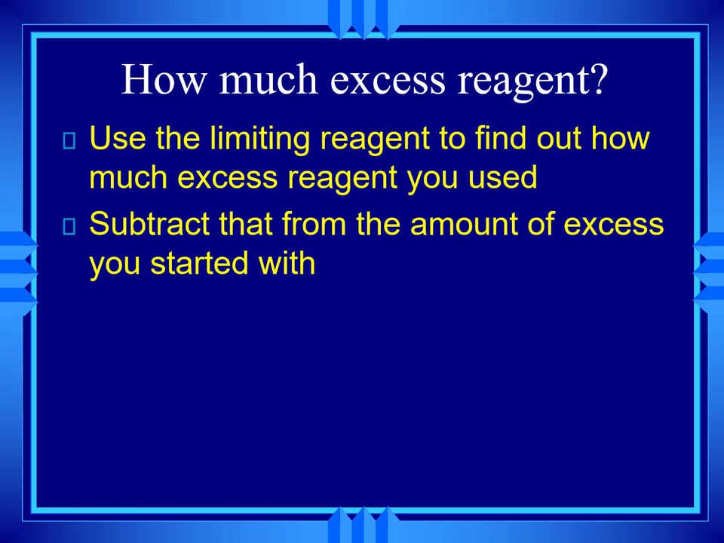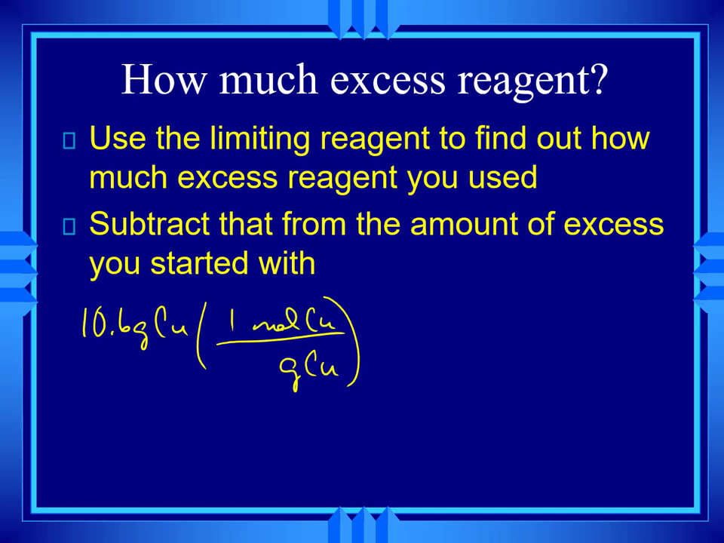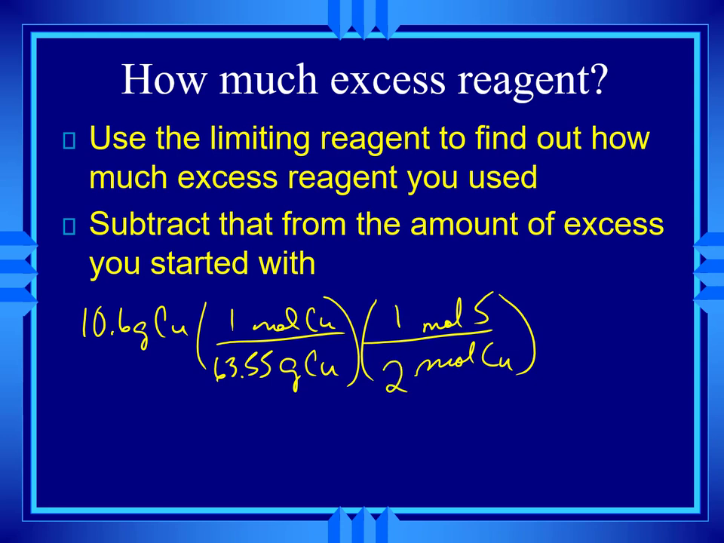So let's do that with the last problem. What did I run out of? Copper. So I start off with the thing I ran out of, 10.6 grams of copper. Change grams of copper into moles of copper, because I want to talk about the reaction. 1 mole is 63.55. Then change moles of copper. So I took the limiting reagent and I'm going to turn it into the excess reagent. In our balanced equation, the Cu had a 2 in front of it, the S had a 1.